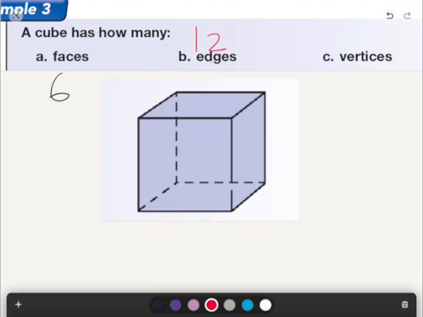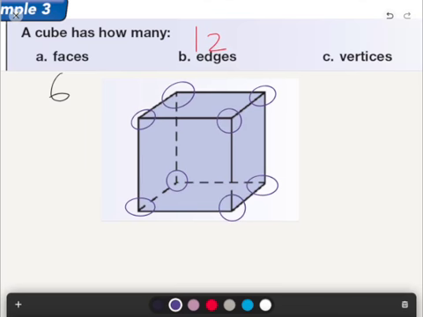Ooh, that's a tricky one. But Advi's willing to jump in. 8 vertices? Yep. Let's look at this. Maybe make that one purple. Okay, so yeah, we got 1, 2, 3, 4, 5, 6, 7, 8. Ta-da! 8 vertices. All right, good job, people.